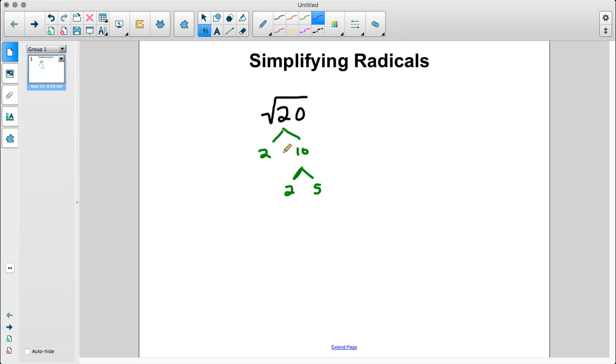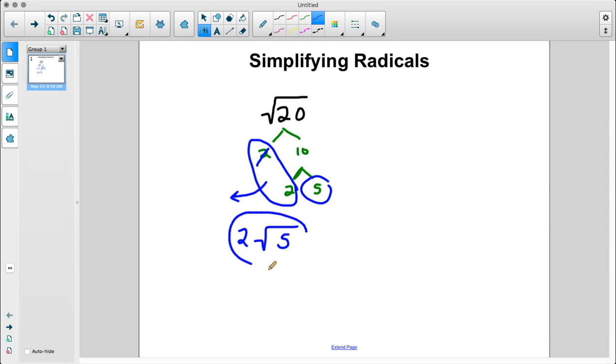And then since we're doing the square root, for each pair, 2 times 2, the square root of 2 times 2, the square root of 4, is 2. So 1 will come outside of the radical. So 2 will come outside, right? It's like we just took the square root of 4. And then what's left underneath the radical is 5. So 2 root 5 is the simplified version of that.